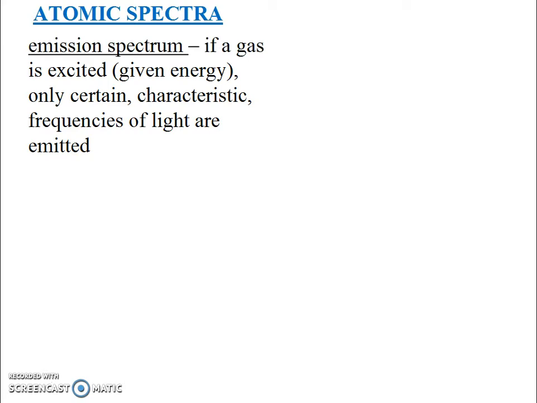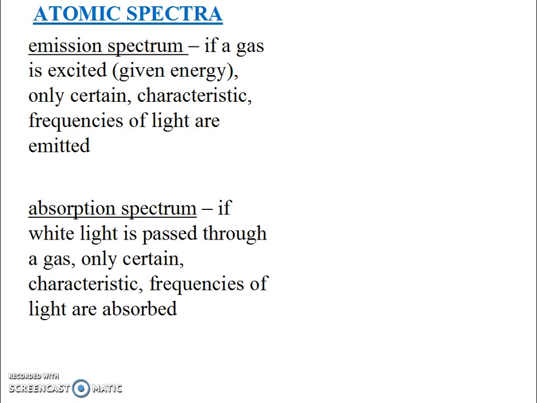In separate experiments, scientists tried it the other way. They had a sample of gas, and they sent white light through it, white being a continuous color spectrum. All the colors are there, and they collected light on the other side, and they found that certain frequencies were absorbed by the gas. They didn't make it through to the other side. This is known as its absorption spectrum. If white light is passed through a gas, only certain characteristic frequencies of light are absorbed.